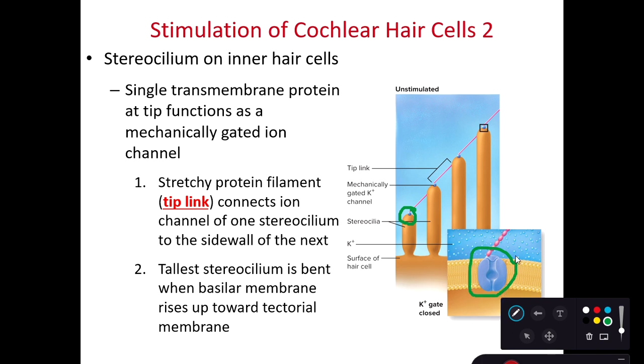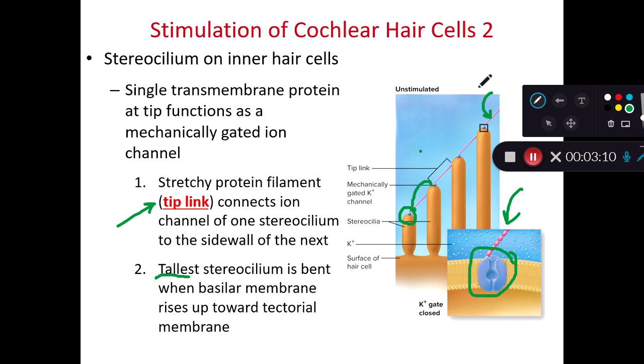is going to attach to the hair, or have the hair attached to it. And that stretchy protein tip, sometimes referred to as a tip link, connects the end of one stereocilium to the next stereocilium. So in this figure, we have protein tip links connecting our stereocilia together. And as we look at these stereocilia, our tallest stereocilium is going to be bent when our basilar membrane raises towards the tectorial membrane. So movement of these membranes is going to cause the bending of these hairs and the tip links.